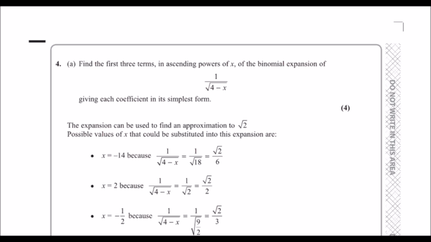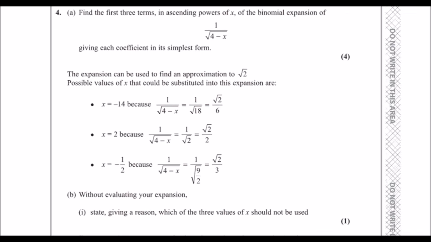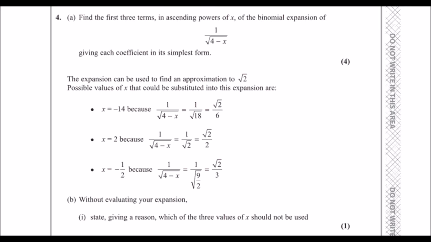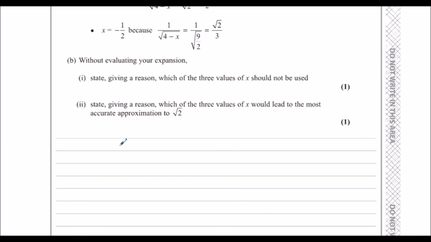Question 4. Find the first 3 terms in ascending powers of x of the binomial expansion of 1 over the square root of 4 minus x, giving each coefficient in its simplest form. So we're expanding 1 over the root of 4 minus x. So 1 over the root of 4 minus x is the same as 4 minus x to the power of minus a half. So a square root is a power of a half, and to flip the fraction, it's a negative.